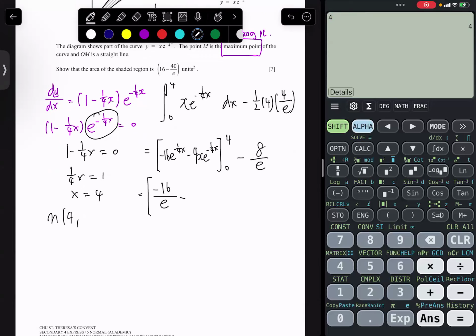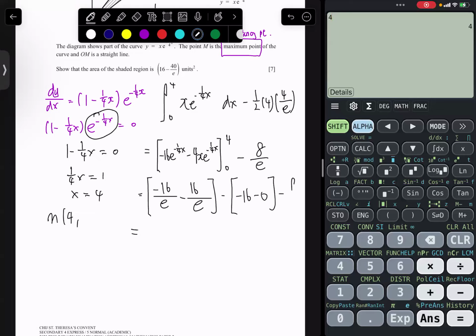Okay. 16 to power x. Okay. Again, -1. So again, e, or minus, sub in 0. So 0 will be 16, -16. Then this will be 0. Okay. So things are all good.